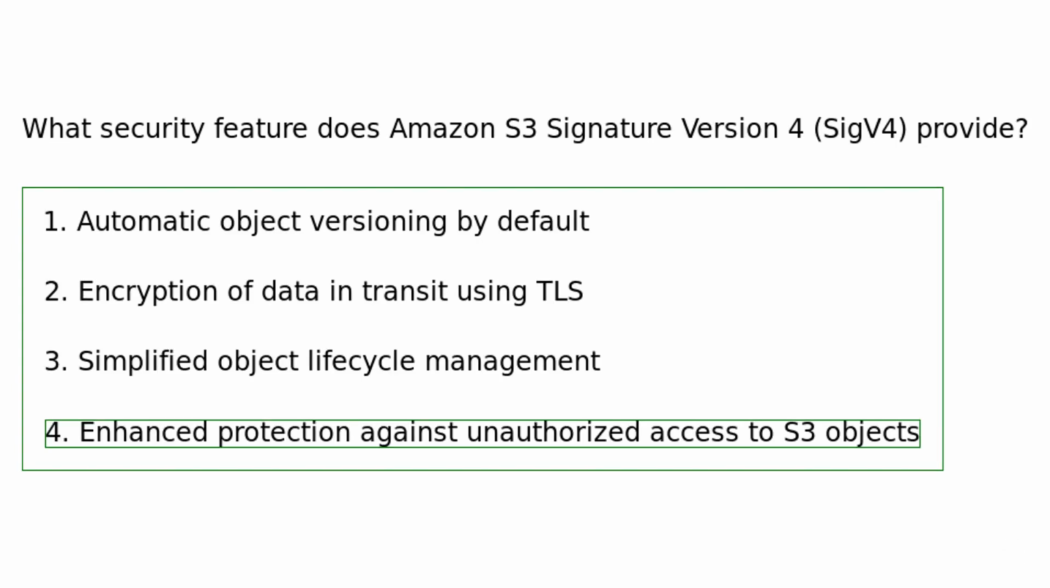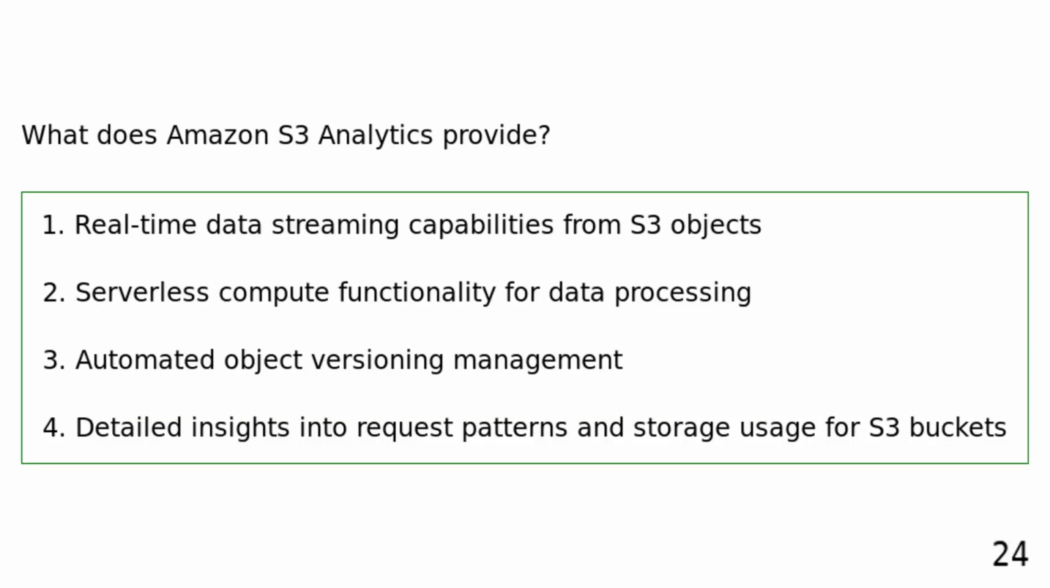SigV4 is an enhanced security feature that improves protection against unauthorized access to S3 objects by adding additional signing requirements for API requests. What does Amazon S3 Analytics provide?